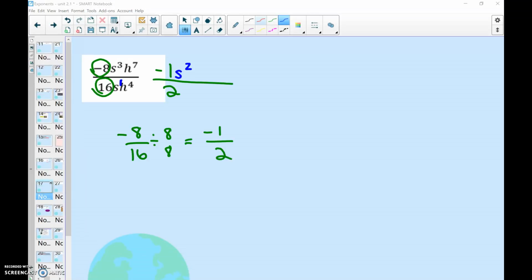Alright, and then we also have the h's to look at. If I look here, I've got h to the 7th power over h to the 4th. There's more in the top part of the fraction, the numerator, so I'm going to keep my answer there. 7 minus 4 leaves me with h to the 3rd power.